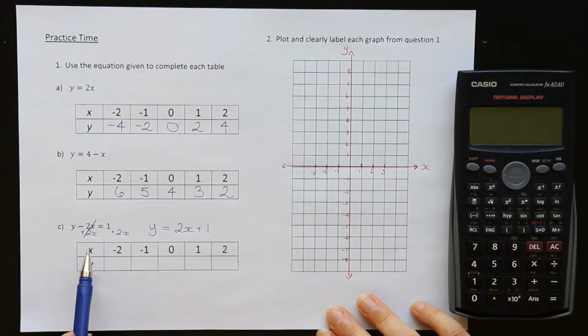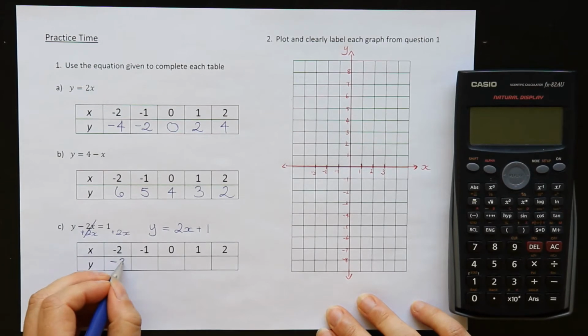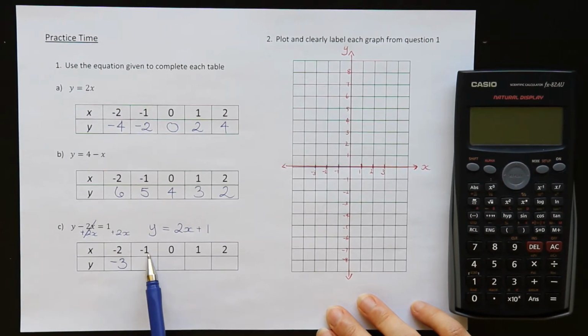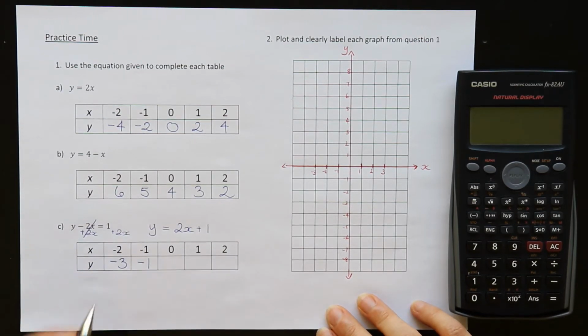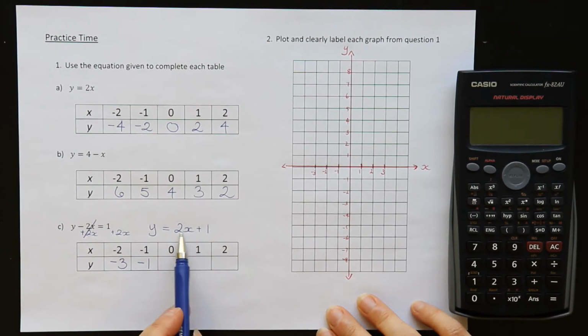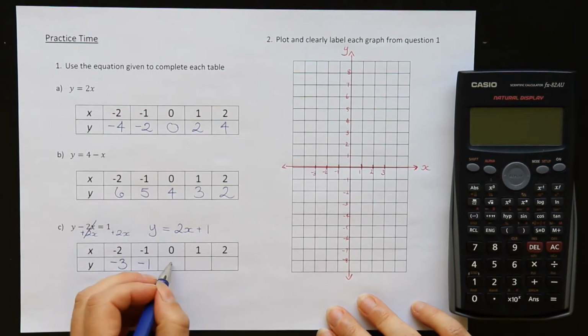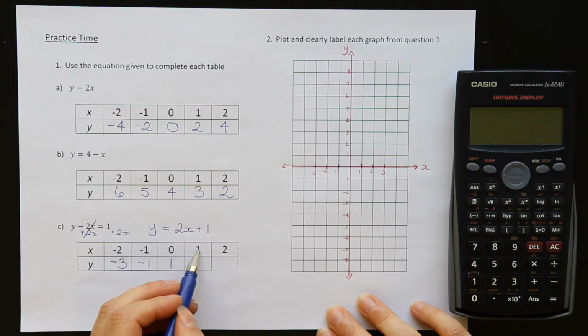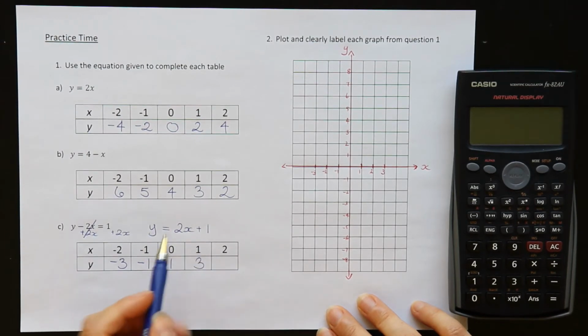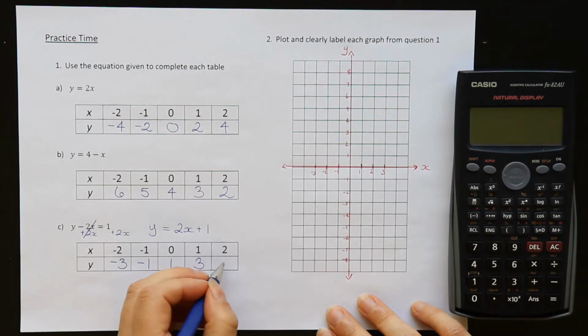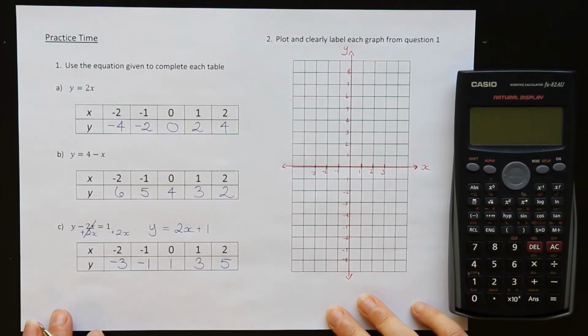Okay, so when x is negative 2, 2 times negative 2 is negative 4, plus 1 makes negative 3. Negative 1 now, 2 times negative 1 is negative 2, plus 1 is negative 1. 2 times 0 is 0, plus 1 is 1. 2 times 1 is 2, plus 1 is 3. And 2 times 2 is 4, plus another 1 is 5. Okay, so hopefully you got all those tables correct.